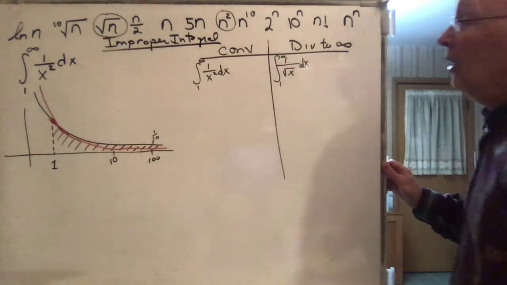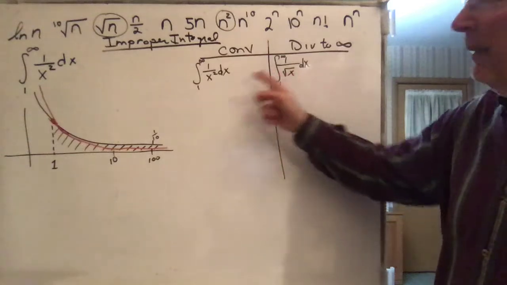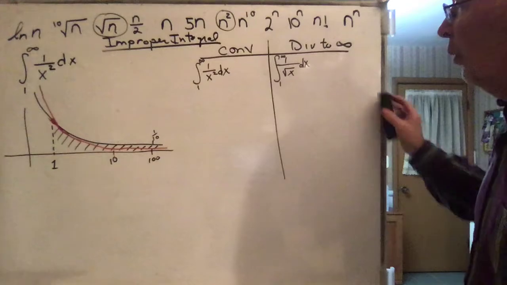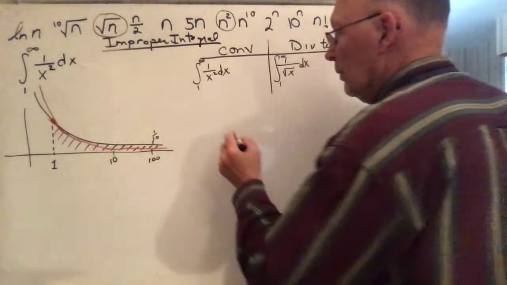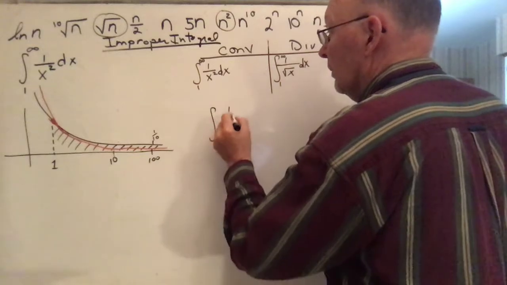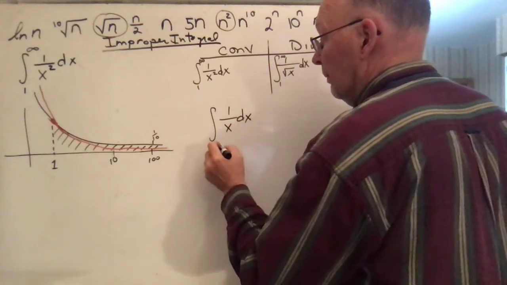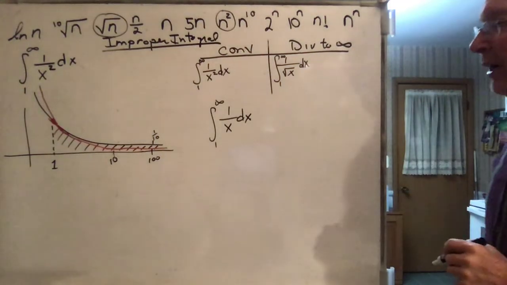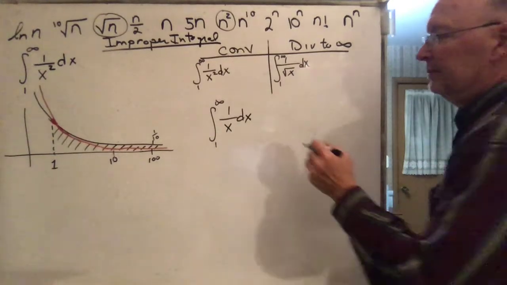Okay, so what's something which lies between these two? Do you see the obvious choice? What about 1 over x? What happens with 1 over x? What about that? Well, let's do it.